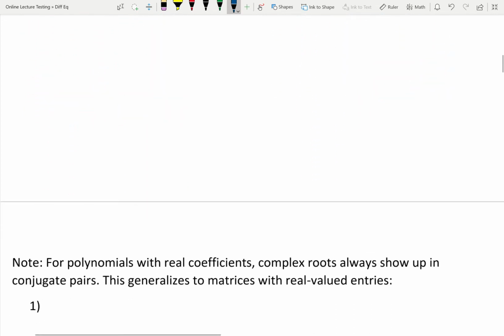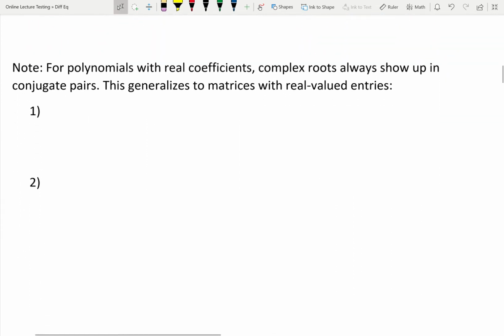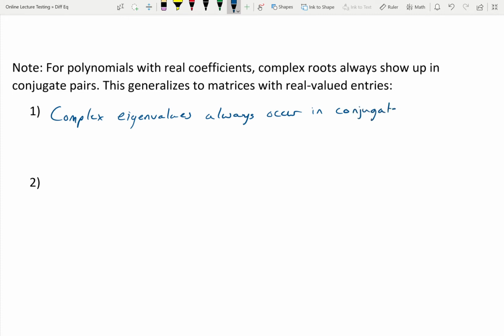That leads us to our first note. Note: for polynomials with real coefficients, complex roots always show up in conjugate pairs. This generalizes to matrices with real valued entries, where complex eigenvalues always occur in conjugate pairs, where the only difference between the two is a sign change of the complex value associated with it.